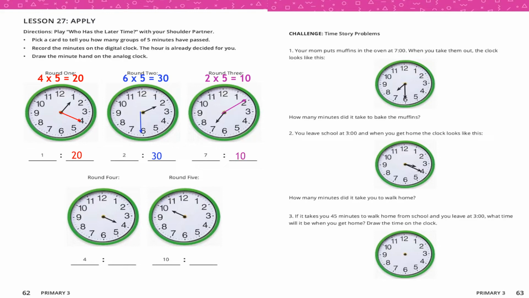7:10. In number 4, the shorthand is referring to 4. We will write 4 in hours. And the long hand is referring to 9. So 9 groups of 5 equals 45. We will write 45 in minutes. It will be 4:45. We will read it like this, 4:45.